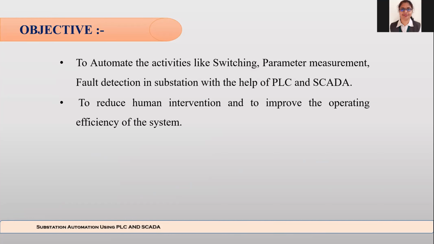Read those objectives. To automate activities like switching, parameter measurement, and fault detection in the substation with the help of PLC and SCADA, to reduce human intervention, and to improve the operating efficiency of the system. With this also, it is not clear that you are going to work on simulation. Sir, is it clear that they are going to do simulation work? No, madam, they didn't mention it anywhere here.